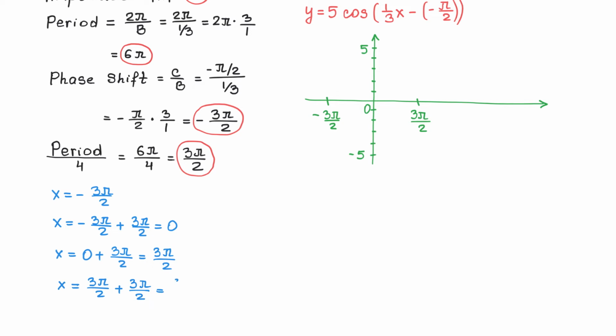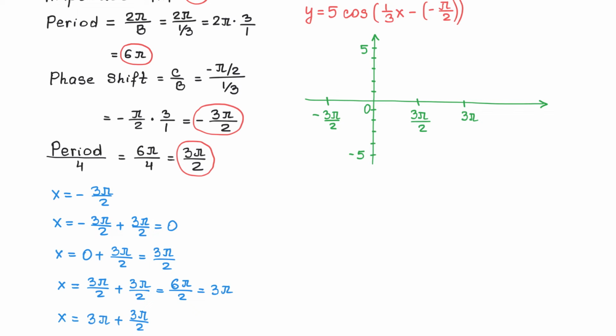And this makes 6 pi over 2 or 3 pi. Well, let's plot it on the x-axis. So here we have 3 pi. And now we need one more x coordinate. So take the previous one of 3 pi and add 3 pi over 2.